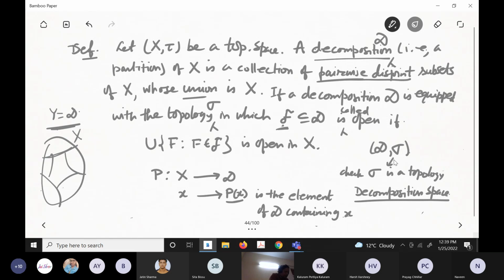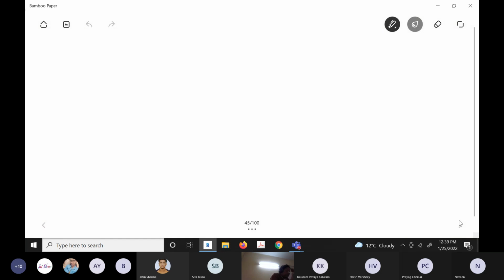Now look, obviously this is onto, the way I have defined it. This is actually the quotient topology. Because you see, I am giving you this thing, the topology is defined if you have this. That I am leaving as an exercise, but this should be an easy theorem.